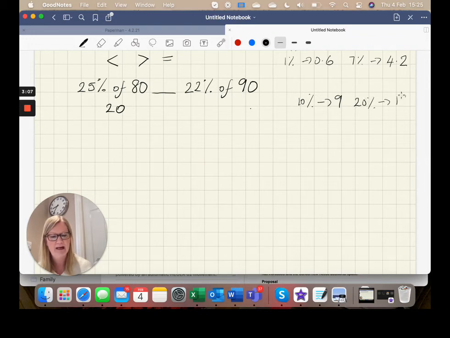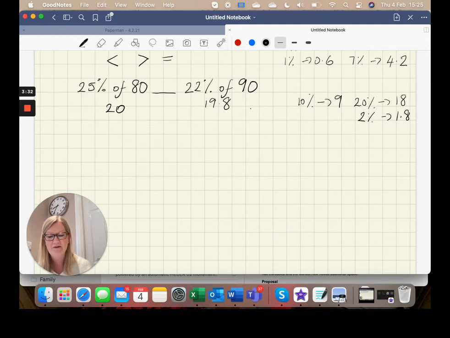20% would be 18. And now I'm going to show you a crafty little trick. If I know what 20% is and I need 22, I don't need to find out 1% because 2% is 10 times smaller than 20%. So I need to make my 18 smaller and it's 1.8. So 22% is 18 and 1.8, which is 19.8.